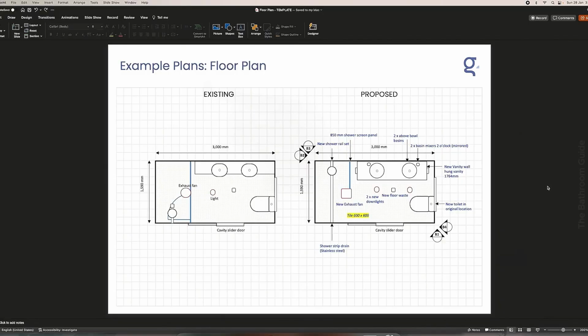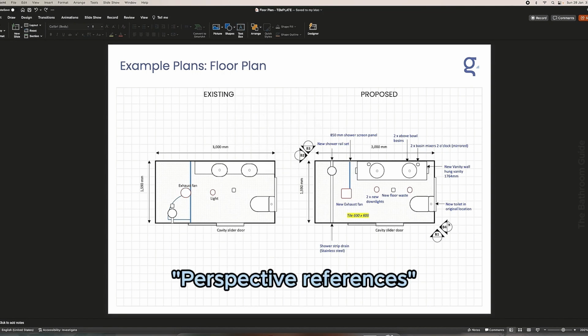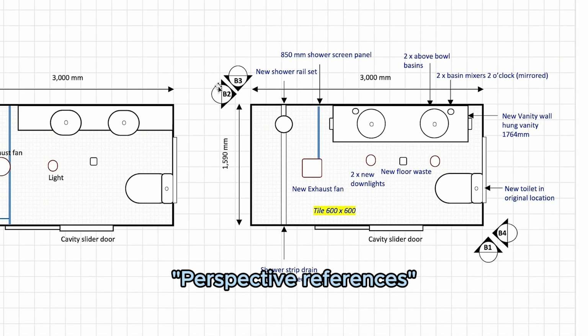Now some quick basic floor plan terminology. First one is your floor plans, which are these ones here. It's just that bird's eye view where if you imagine that you're hanging above in the sky and looking down into the room, that's the visual and perspective that you'll see. The next one is perspective references. So these come in handy.